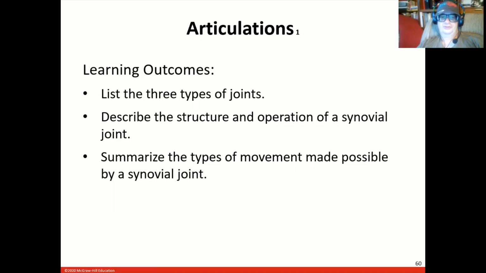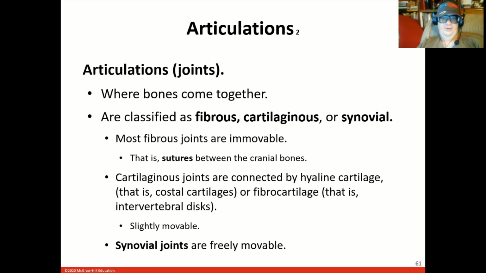In a synovial joint, you actually have a capsule where the articular cartilages come together. There's a capsule around that to keep the synovial fluid in, and then you have the synovial fluid. It lubricates that joint and allows it to move, but we'll get into it. All right.